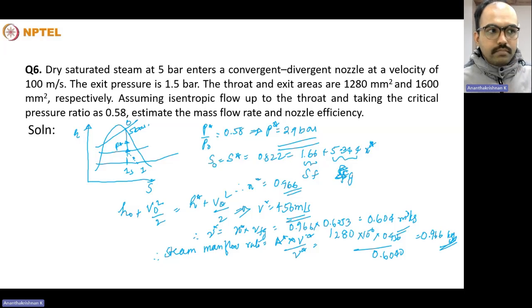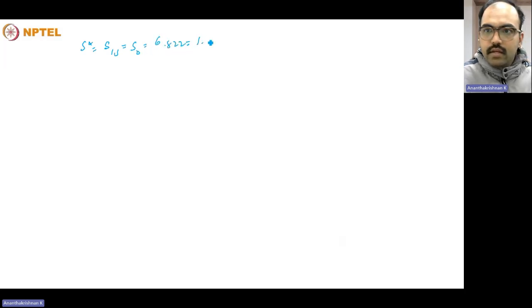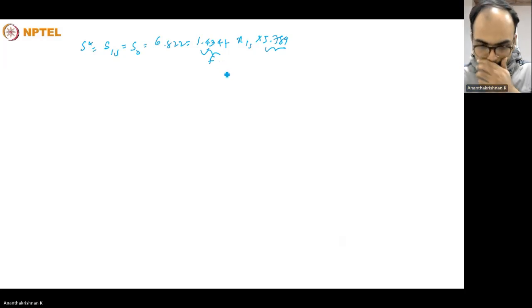Now we move into the divergent part of the nozzle. So we know that S star will be equal to S1s will be equal to S0 equal to 6.822. From there we can get the dryness fraction of the steam at the exit of the nozzle. That will be equal to X1s into 5.789. So this is the SF and this is SFG.